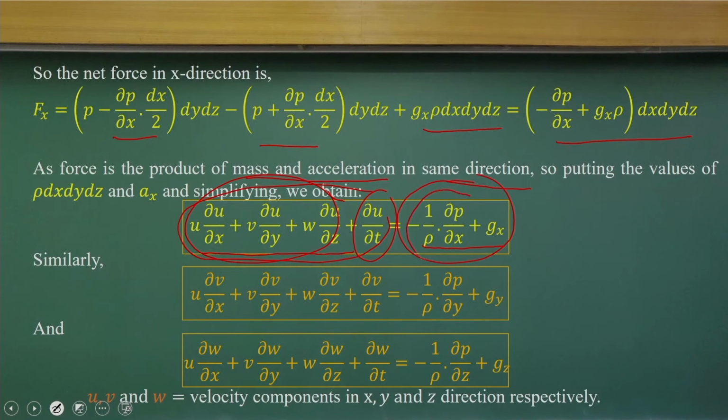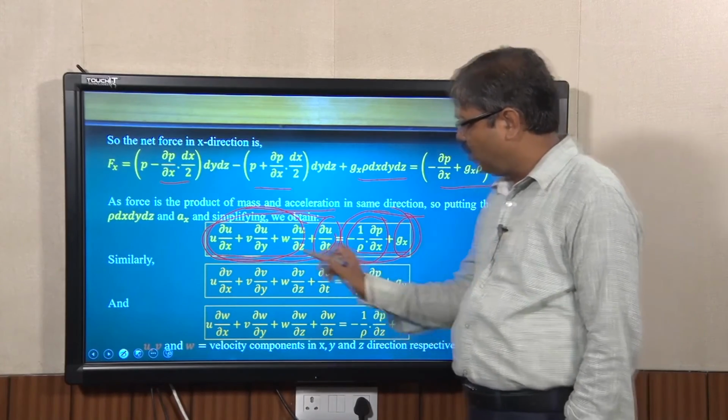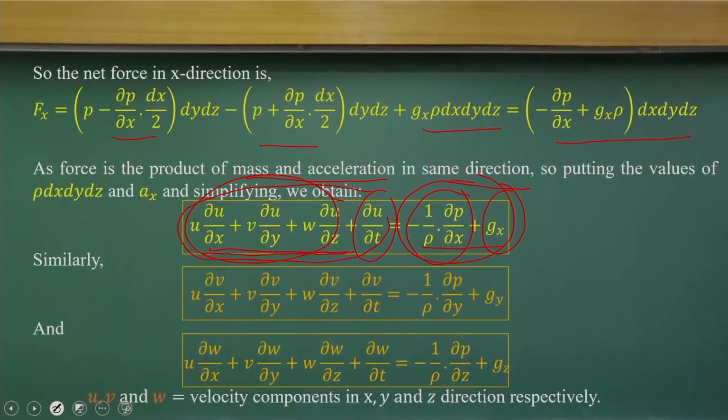One is a net force because of the pressure variations in the x direction, and this is the force due to gravity, due to the weight of this fluid element, the weight of these fluid control volumes in the x direction. So this is the acceleration component, the force per unit mass. This is because of the pressure difference we have in the x direction, and because of that, this is the net force acting. This is the gravity force component.